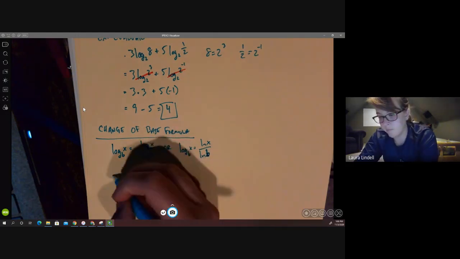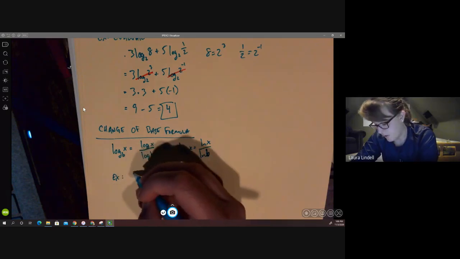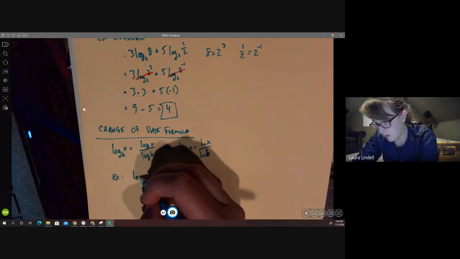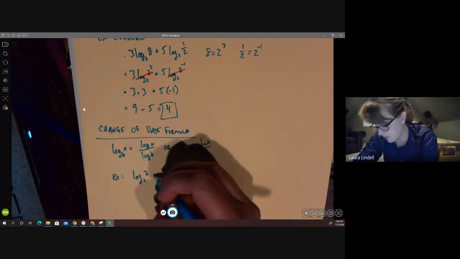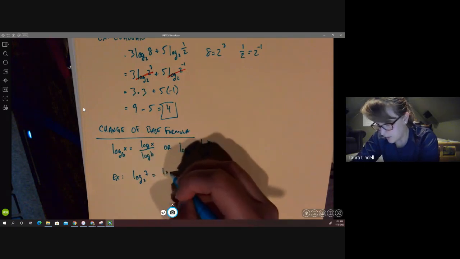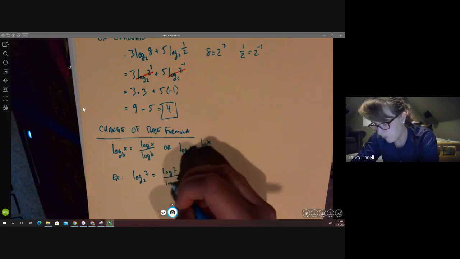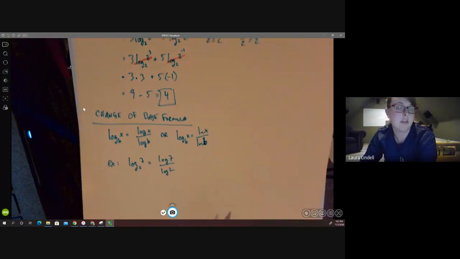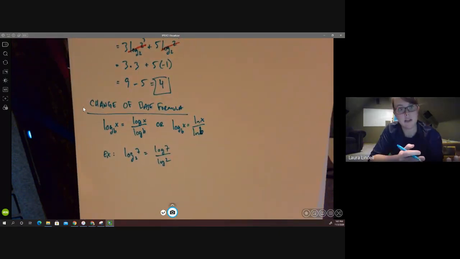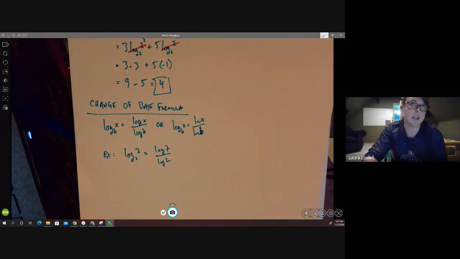So for example, if I had log base 2 of 7, I could change this into log of 7 over log of 2. And then you would take your calculator if you wanted to finish evaluating this and type in log of 7 divided by log of 2, and then you would get your answer. So what this would look like in a calculator.